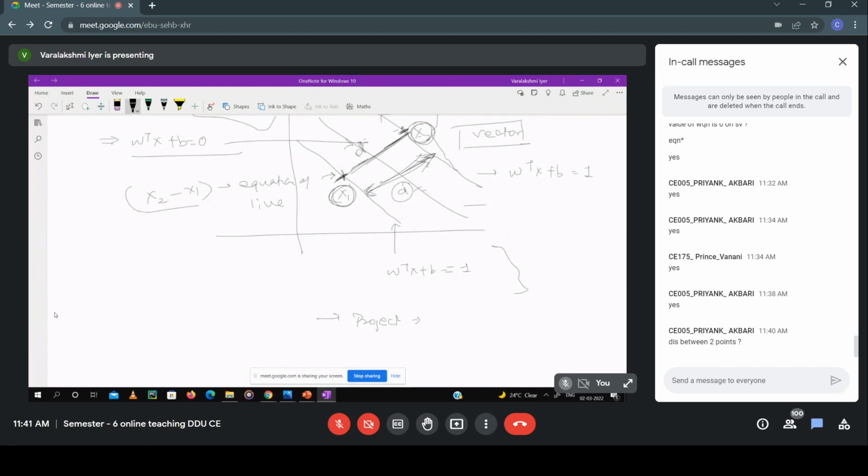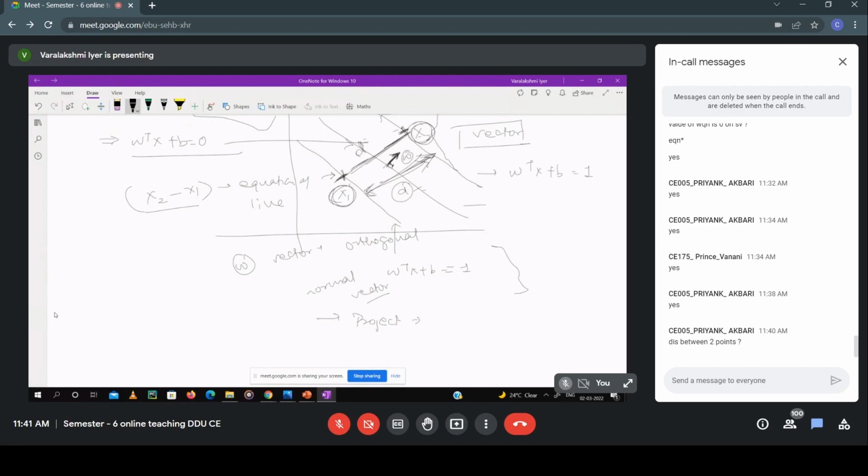If you know, this w is actually a vector which is orthogonal to the hyperplane. Orthogonal to the hyperplane, and it is also known as the normal vector. Do you know about the normal vector? We are trying to define w, which is orthogonal to the hyperplane, meaning the angle between both of them will be 90.